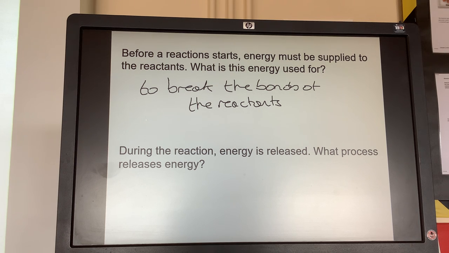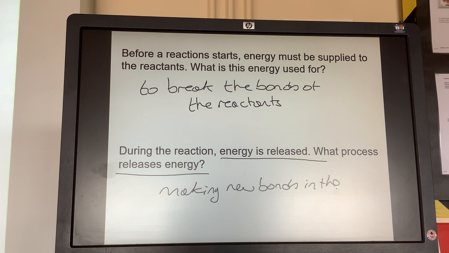And then the reaction starts. We've broken the bonds of the reactants. What's going to happen then? These atoms, or these ions, are now going to rearrange and form new bonds. And it's that forming of new bonds that's then going to release energy. So during the reaction, energy is released. What process releases the energy? Well, that is making new bonds in the products.